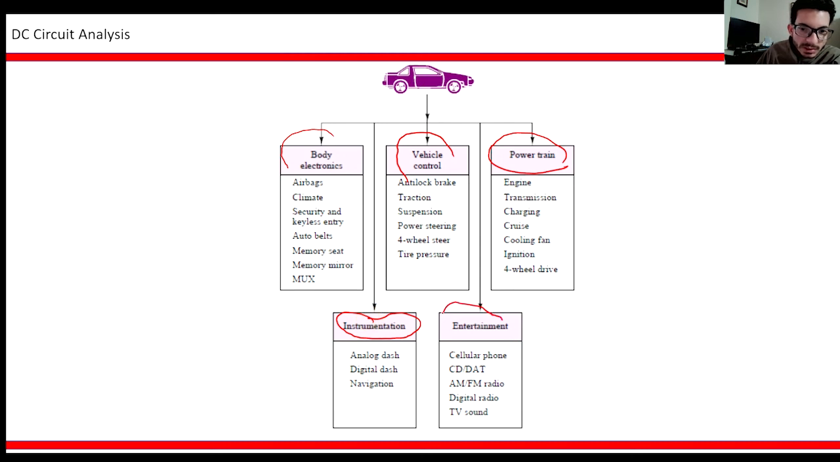And a lot of cars now have entertainment, which is a huge deal because many people buy cars based on what features they have for this particular section. Not so much about the powertrain and the instrumentation and the control, but a lot of people buy based on, sorry, entertainment. So the first one is electronics, the body electronics.